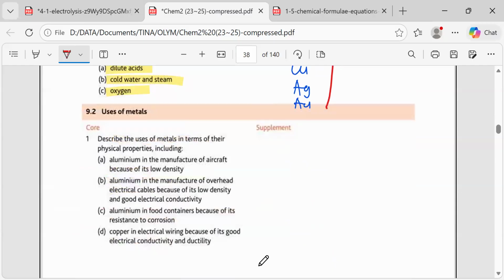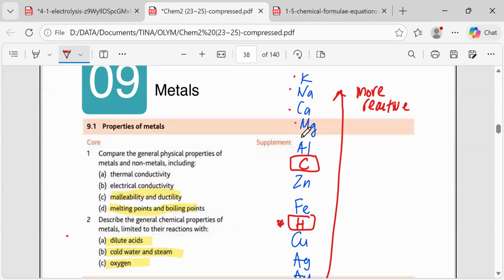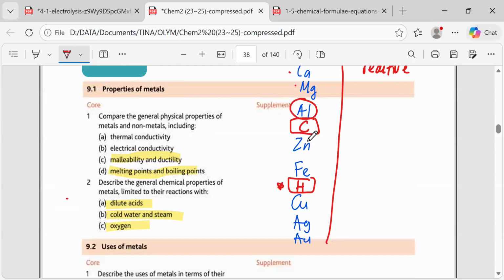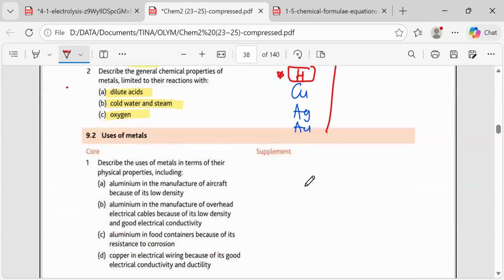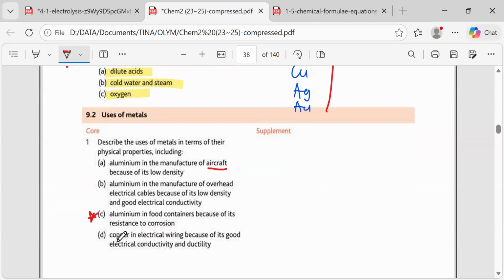So, aluminium is special. Although aluminium is more reactive, it is very low density. So it's used to make aircraft. It's also used to make overhead cables because it's very low density. And it's used to make food containers because it's very resistant to corrosion. We'll learn more about this later. Copper is used to make electrical wiring. We just learned that just now.